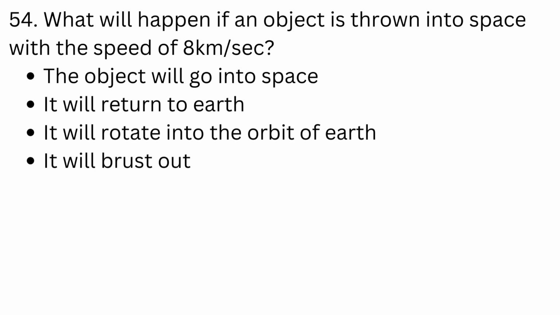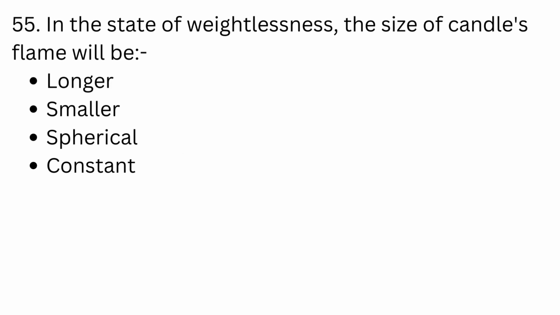Next question is, what will happen if an object is thrown into space with a speed of 8 km per second? Options are, the object will go into space, it will return to Earth, it will rotate in the orbit of Earth, it will burst out, and the answer is it will return to Earth. As we just saw in the previous question, we need an escape velocity of 11.2 km per second to make something go out of our Earth's atmosphere.